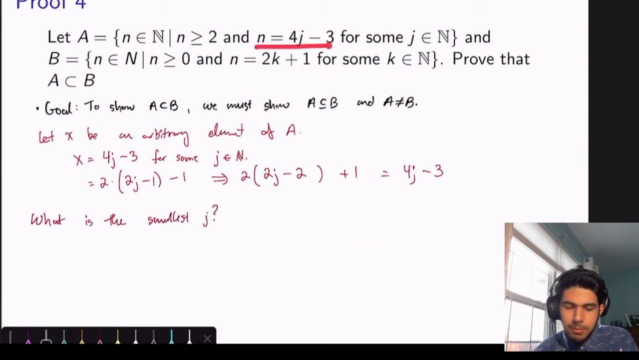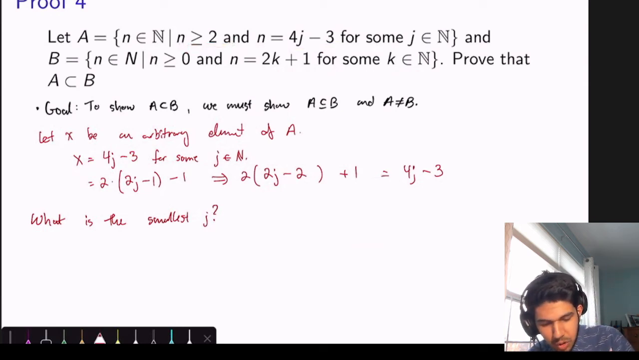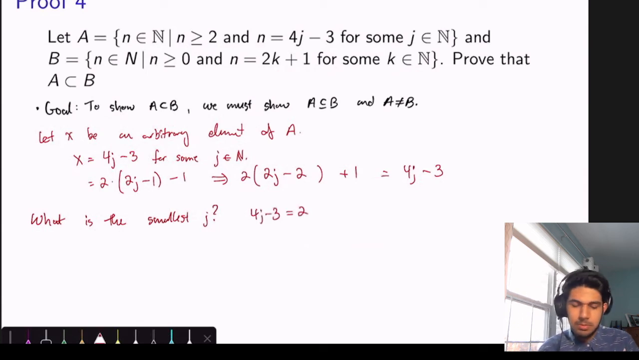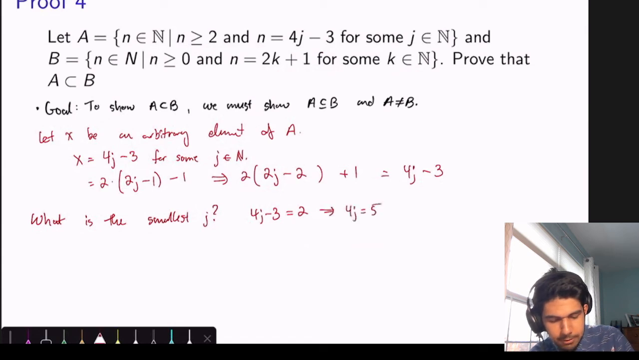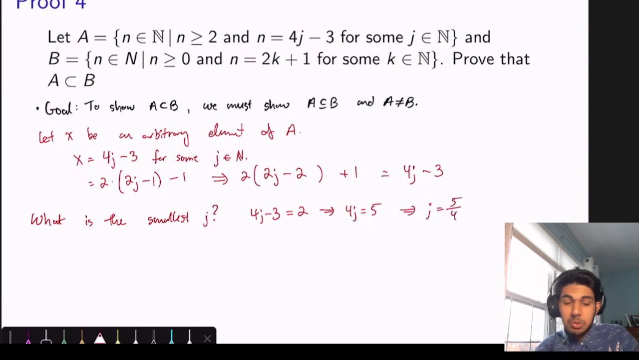Well, let's take a look from up here. We have n is equal to 4j minus 3, and we have that n is greater than or equal to 2. So the smallest j occurs when 4j minus 3 is equal to 2. And we can solve for j. 4j equals 5, j equals 5 over 4. So when j equals 5 over 4, we have n equals 2.